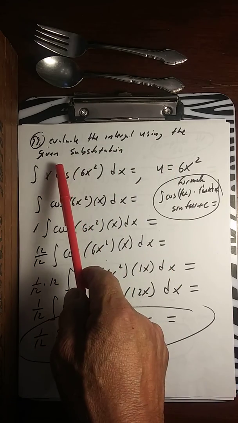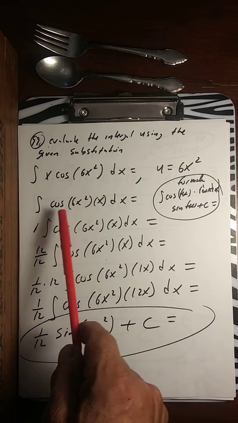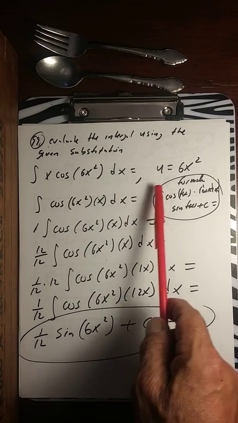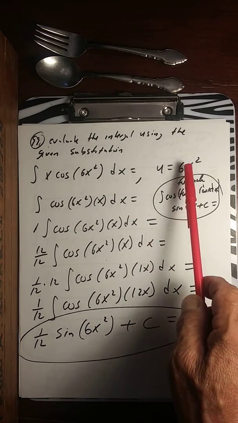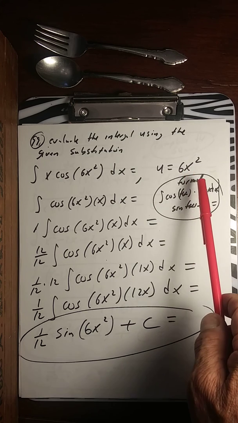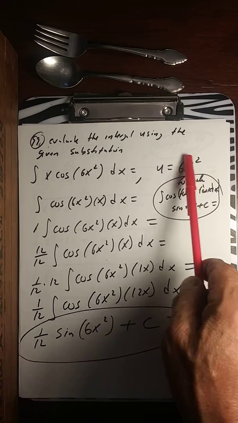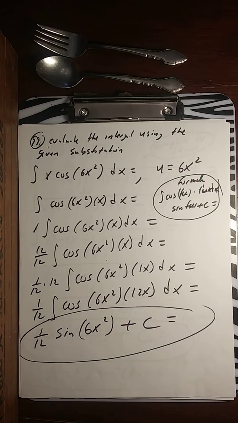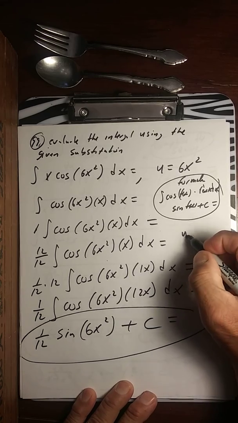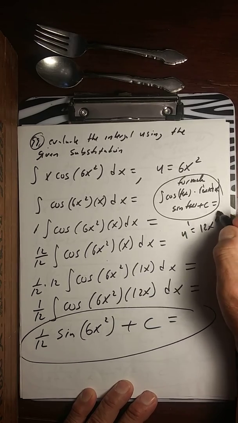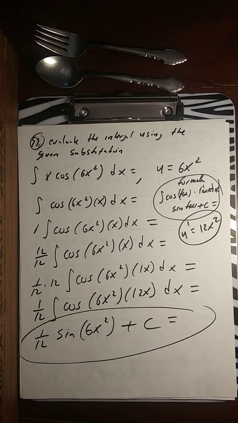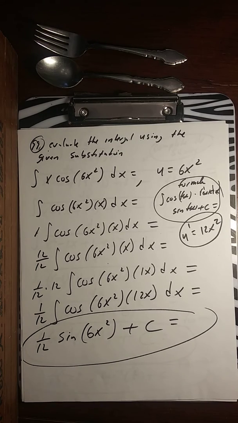Evaluate the integral by using the given substitution. So x is this, rewrite it. It's cosine of 6x squared plus x. U equals 6x squared, and the derivative of that would be 12x. That's going to be 12x, but we don't have that in there, do we? Nope. So let's fix it. Let me write this right here too. We know that u prime is 12x. So that's what we have to have in there somehow. So let's go from there.